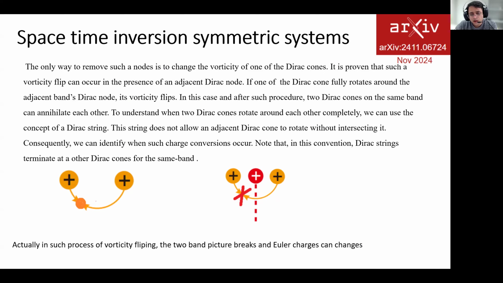So it is good to introduce a concept which we call the Dirac string. You attach a string to a given Dirac node, signifying that we should not rotate one Dirac cone around another Dirac cone, otherwise its charge flips. Therefore, by considering a third band, we can change the vorticity of the Dirac nodes and make them topological or trivial after meeting each other.